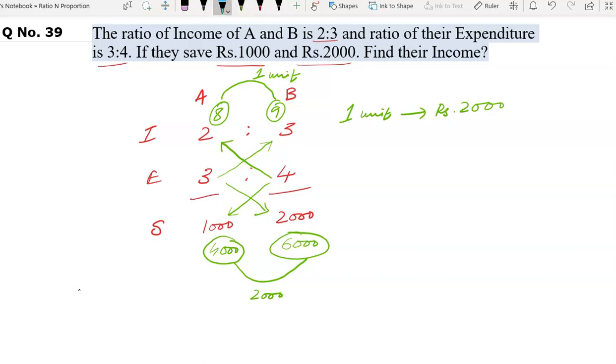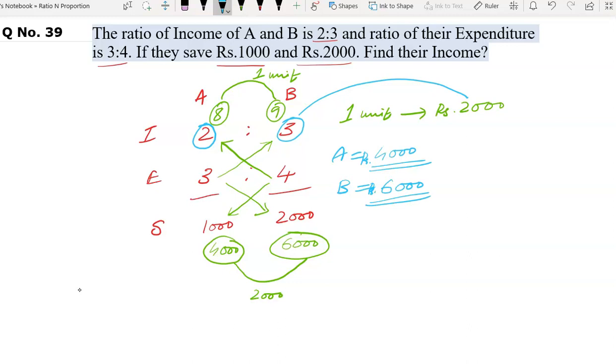So income for A is how much? 2 units. So A's income will be 2 into 2000 will give us 4000. Income for B is 3 units. So 3 into 2000 will give us 6000. So A's income is rupees 4000 and B's income is rupees 6000 and this is our answer.